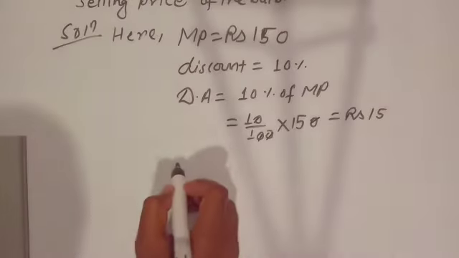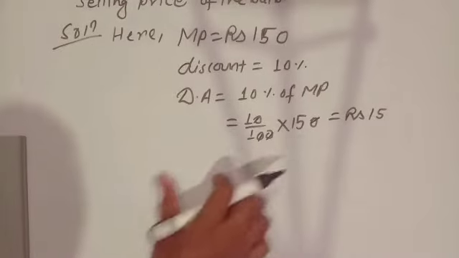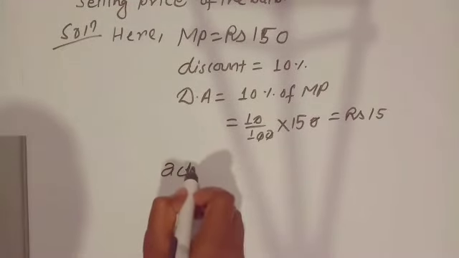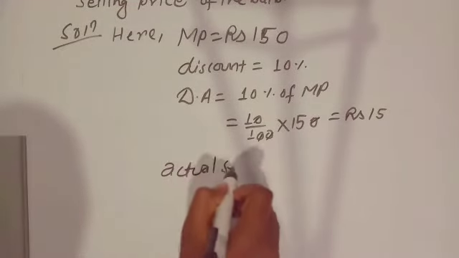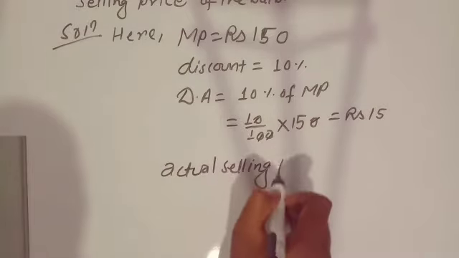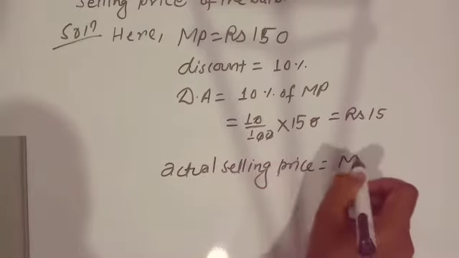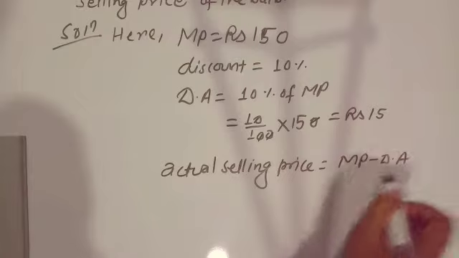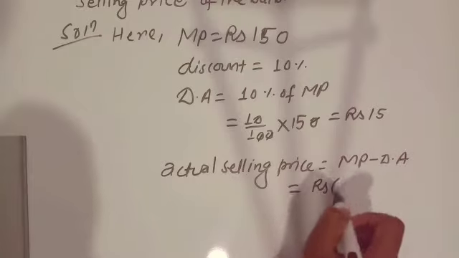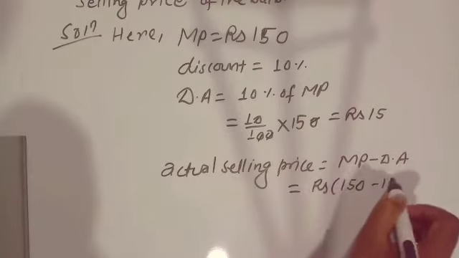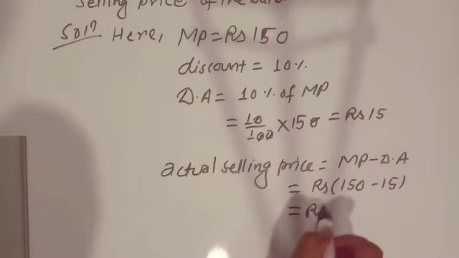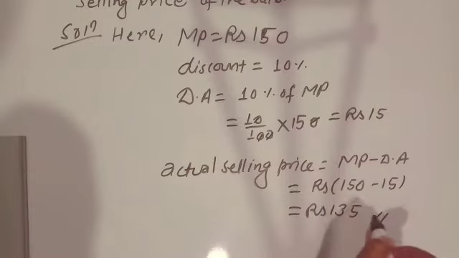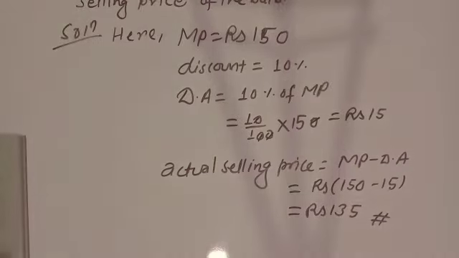Then find the price after discount. Actual selling price means price after discount, which equals MP minus discount amount. MP is Rs 150 minus 15. This equals Rs 135. This is the actual selling price of the bulb.